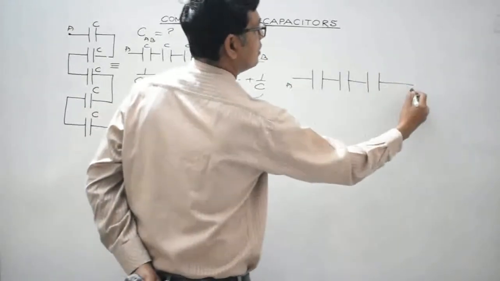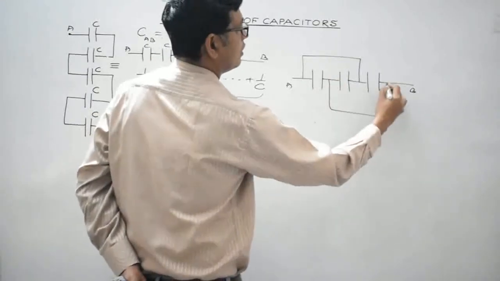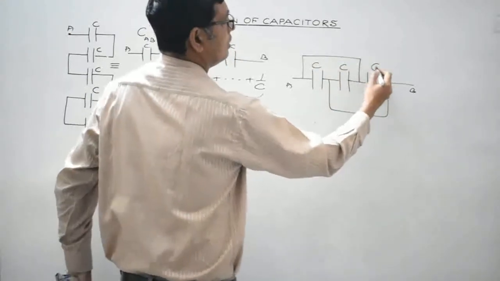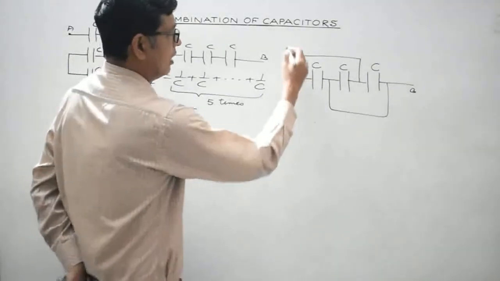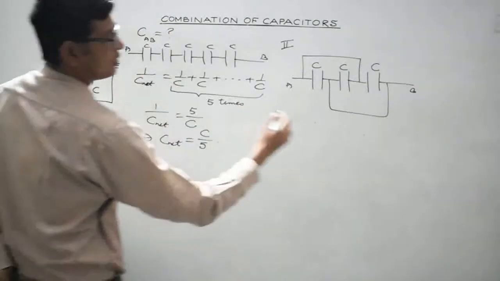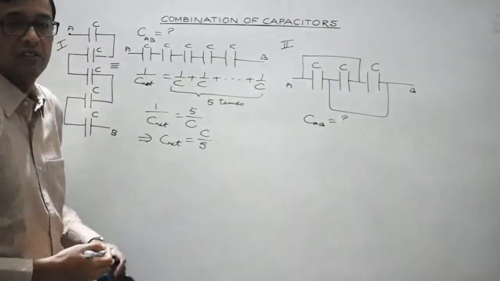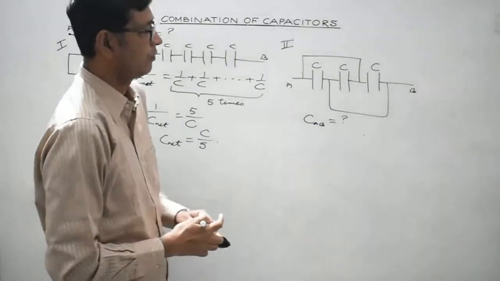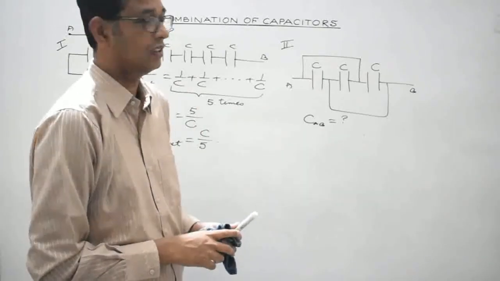This is A, this is B. All the capacitors are having capacitance of C. Our objective is to find out the net capacitance between the points A and B. So how to proceed? Let's check it out. We need to convert this circuit into a simpler equivalent circuit.